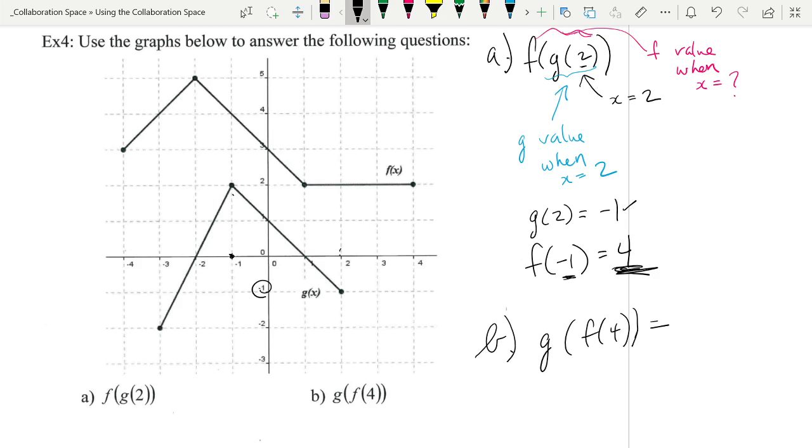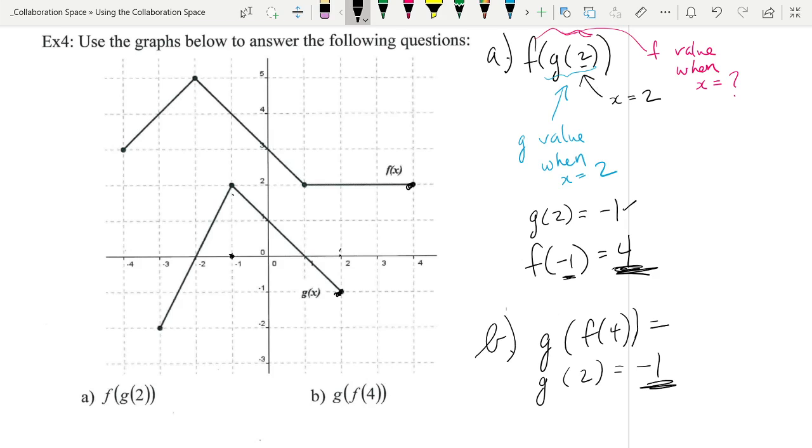Okay, so was that enough time? Let me erase that again. Okay, so f of 4. On this grid here, when x is 4, the f value is 2. So I'm actually looking for g of 2. And when x is 2 on the g function, we get -1. Any questions on how I got that?